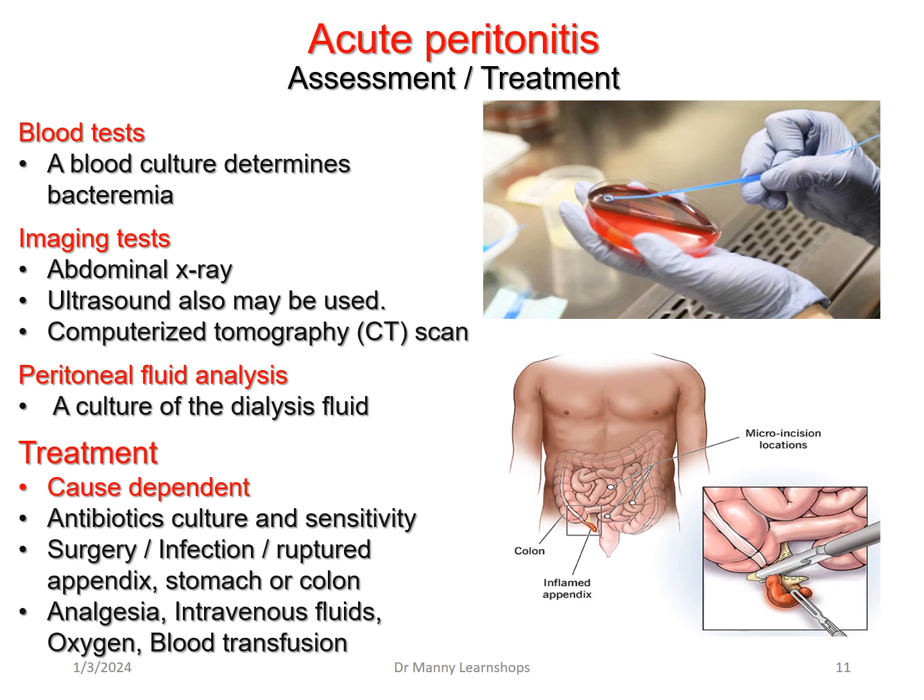How do you assess acute peritonitis? Well, blood tests can be done, such as a CBC to determine the white blood cell count, or a blood culture. Imaging tests like abdominal X-ray, ultrasound, CT scan, MRI, PET scan, or analysing the peritoneal dialysis fluid in a culture.